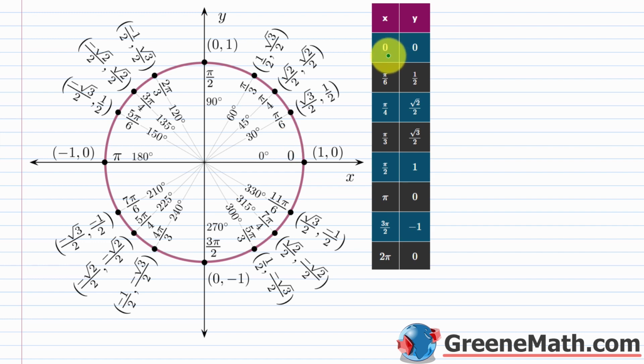If we start with 0, that's our angle measure, the y value is 0. Then pi over 6, you get 1/2. Then if we do pi over 4, you get square root of 2 over 2. Then pi over 3, you get square root of 3 over 2. Then pi over 2, you get 1. Pi, you get 0. 3 pi over 2, you get -1. And 2 pi, which is 1 full rotation, you are back to 0.